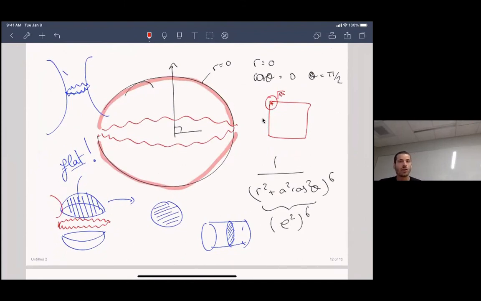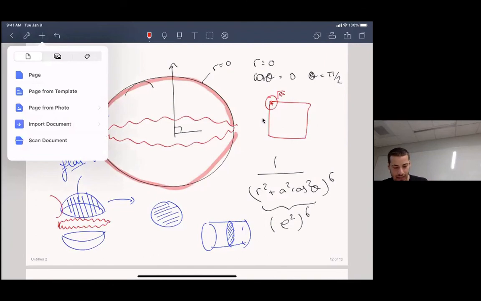People say Kerr is singular, etc. Actually, Kerr is very nice in a way. It's basically flat in these disks. There's only one ring singularity, and moreover, the only incomplete geodesics are the ones happening exactly at this ring.